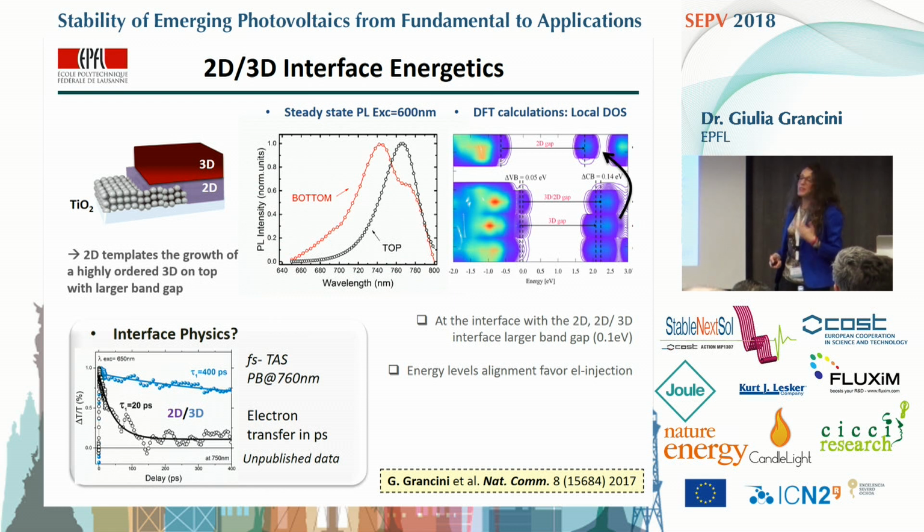So a lot of investigation is ongoing, and I would like just to show you here some preliminary results. We are now working on this, trying to understand how the charge dynamics happen within this interface. For instance, here we compare the photobleaching at 760 nanometer with femtosecond transient absorption spectroscopy, where you can see that in the 2D, 3D composite, electron transfer is ensured in the picosecond time scale. I can give you more details about these ongoing measurements.